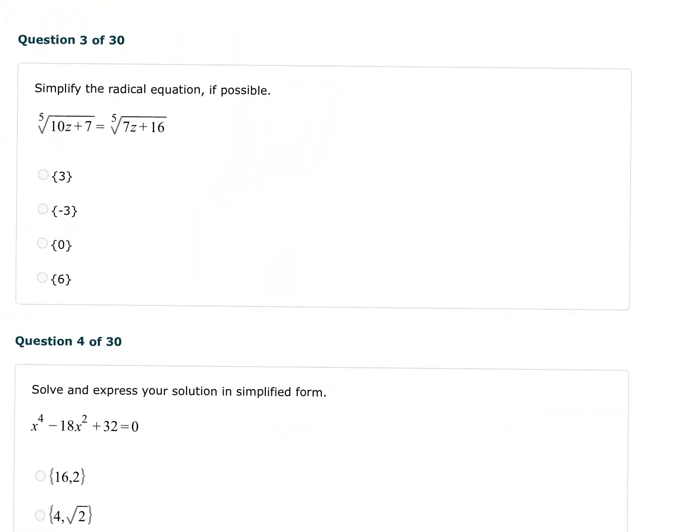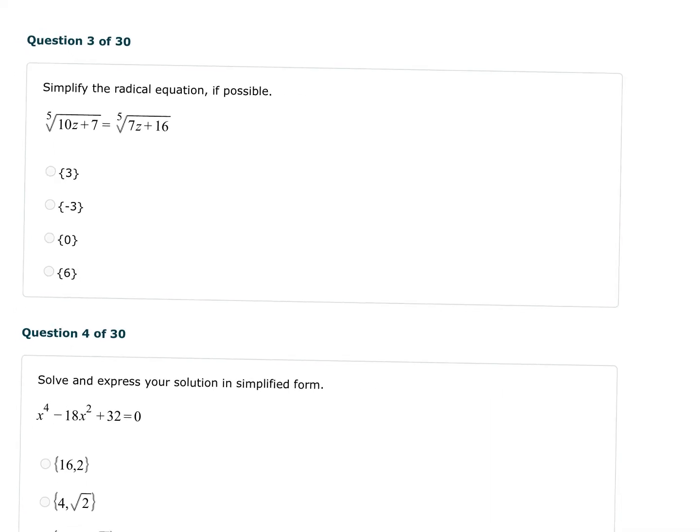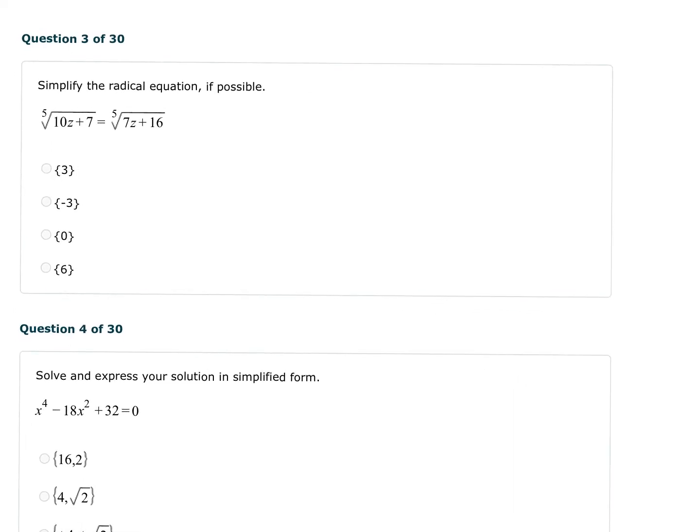All right, let's move on to number 3. It says simplify the radical equation if possible. So this one looks scary, but it's really not that bad because we just have the fifth root on both sides of our equation. So we can actually just raise both sides to the fifth power, and we end up with 10z plus 7 is equal to 7z plus 16. And then you can see it's turned into a linear equation.